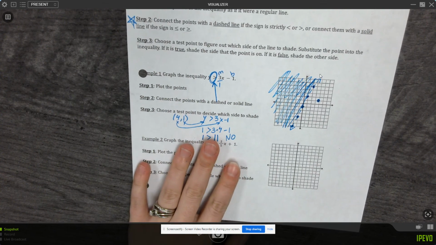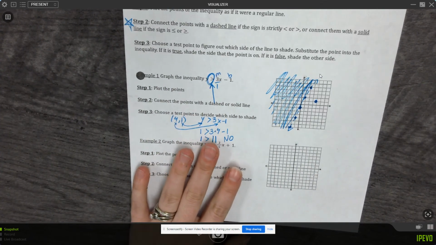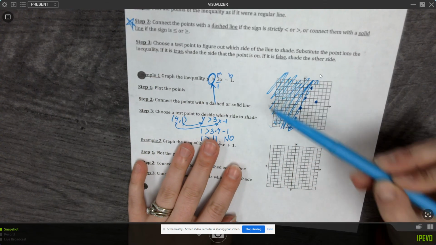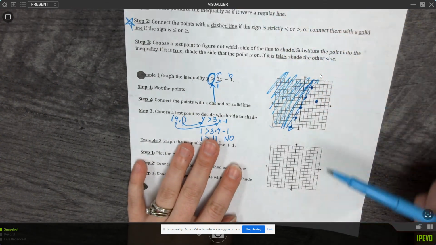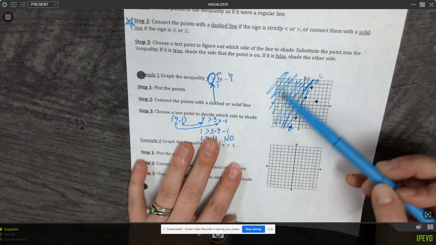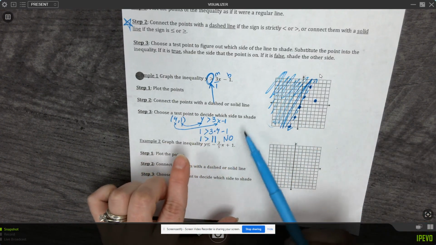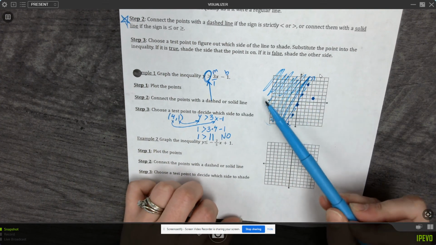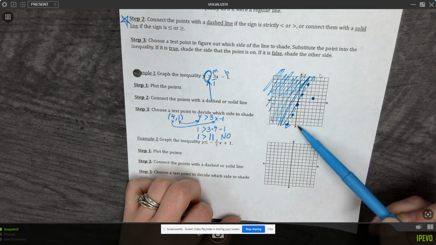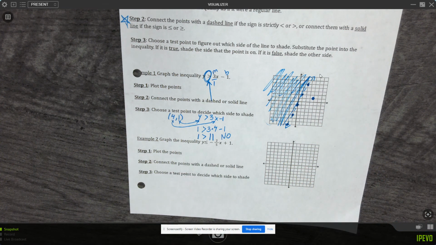What this graph shows you are all of the solutions. Every single point over here and beyond in that direction is a solution to that inequality. If I would have done a test point somewhere over here and plugged it in like I did here, anything over here should have come out to be yes, and anything over here would come out to be no.